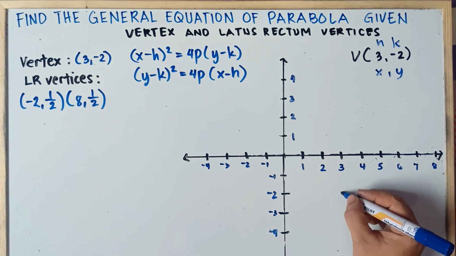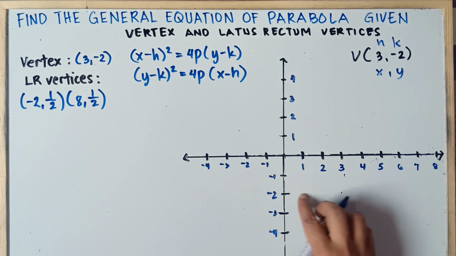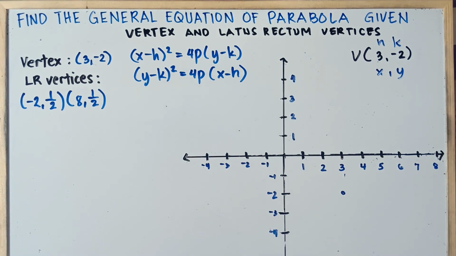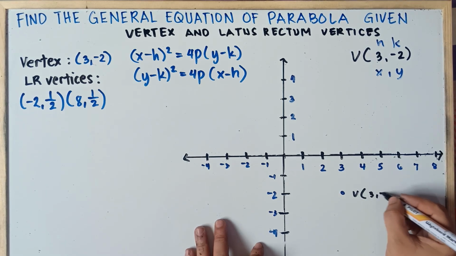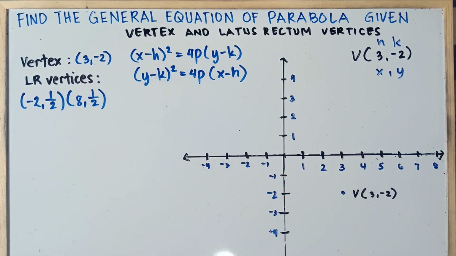So this one right here will be our vertex. Positive 3 for x, negative 2 for y. This one right here, class. And then we label this one. This will be our vertex, (3, -2). Alright, so our vertex is (3, -2).